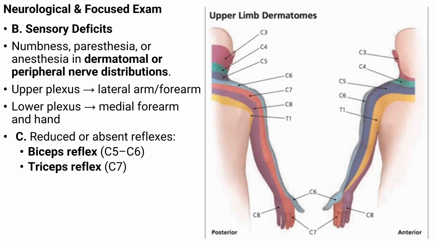Sensory changes are an important part of evaluating brachial plexus injuries. Patients may experience numbness, tingling, or complete loss of sensation, often following specific nerve or dermatome patterns. Upper plexus injuries typically affect the lateral arm and forearm, while lower plexus injuries involve the medial forearm and hand. Reflex testing also provides valuable clues. Weak or absent biceps and triceps reflexes can help localize the injury to C5, C6, or C7, respectively.